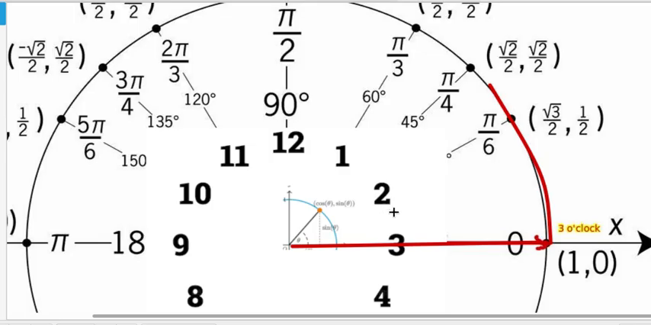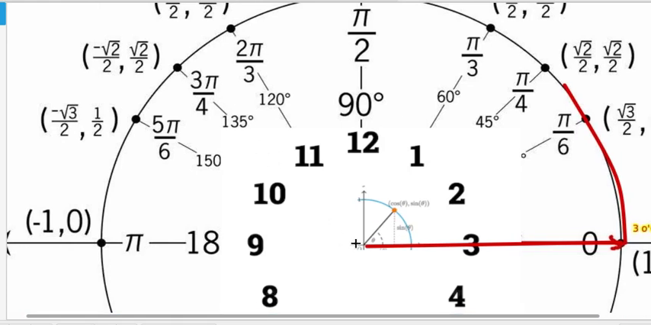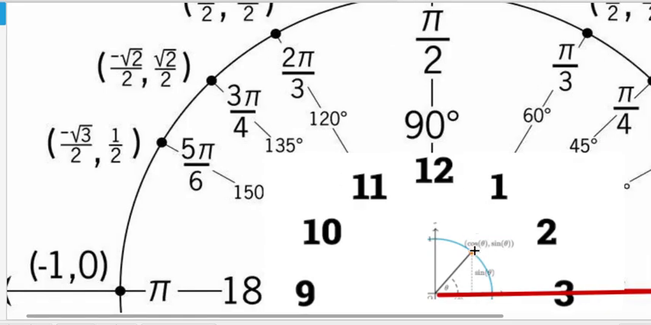2. 10:30, 135 degrees or 3 pi divided by 4 radians. Picture the clock hand halfway between 12 o'clock and 9 o'clock. This is 135 degrees or 3 pi divided by 4 radians. The coordinates are negative square root of 2 divided by 2, square root of 2 divided by 2. These are approximately negative 0.7, 0.7.